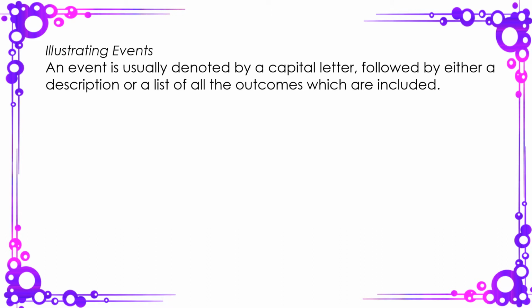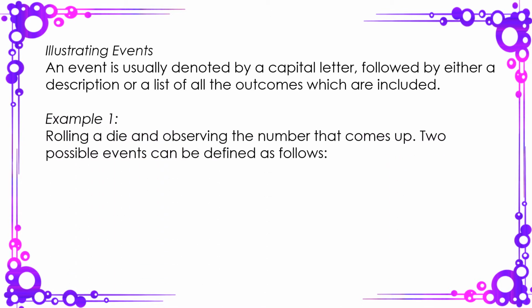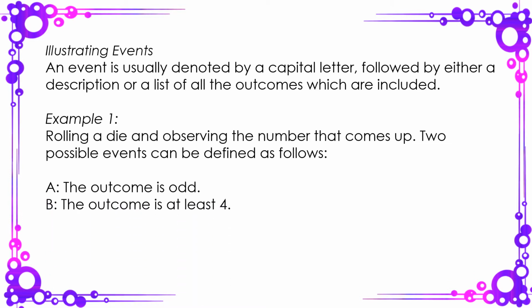Now, let us illustrate an event. Again, an event is usually denoted by a capital letter, followed by either a description or a list of all the outcomes which are included. Example number 1. Rolling a die and observing the number that comes up. 2 possible events can be defined as follows. Number 1, the outcome is odd. And next, the outcome is at least 4.